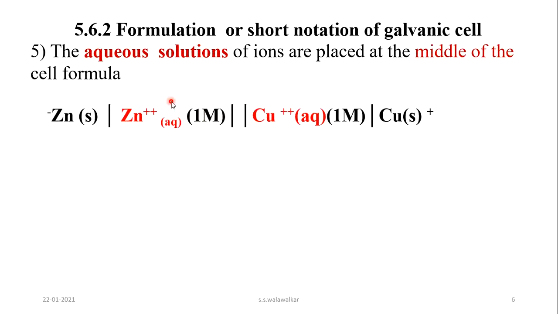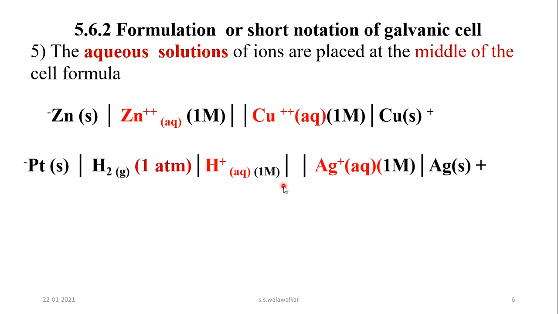See here an example. Here the zinc ion solution is the aqueous solution, or the copper ion solution is an aqueous solution. So aqueous solutions are not written at the end of the formula, but these are placed at the middle of the cell formula. So in the middle region these are placed. Then here also hydrogen ion in aqueous solution is there, or aqueous solution of silver ion is there. So both are written in the middle of the cell formula.